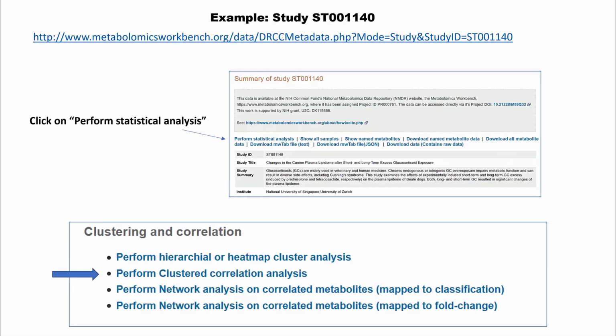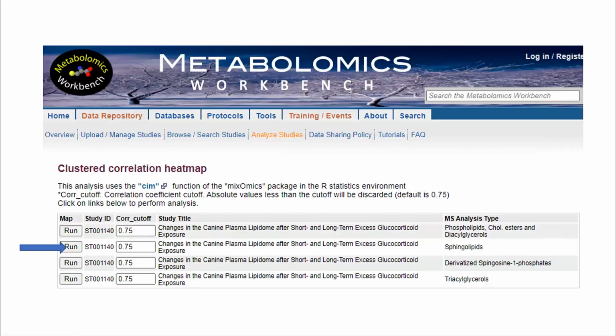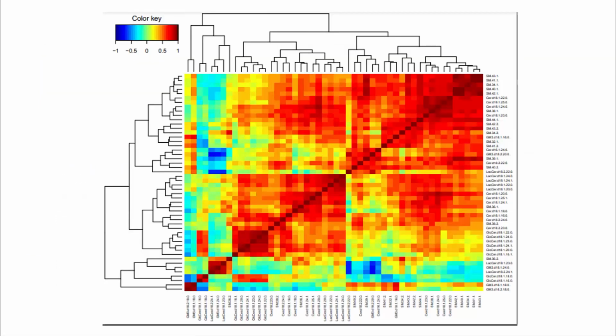So looking at some of the tools for analyzing this data for study 1140, for example, we can do clustered correlation analysis, which we discuss on the next slide. So here we have some parameters, for example, what is the cutoff we want to choose for correlation, and which MS analysis we want to include in our study. Or I believe we also have the option to include all of them to get all the metabolites included.